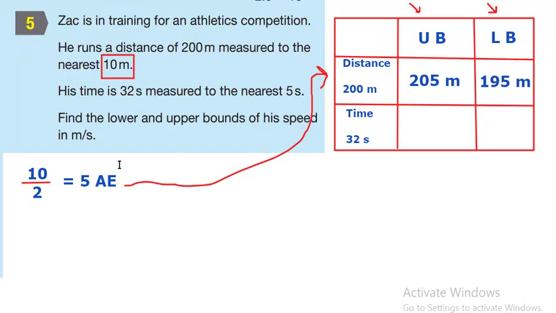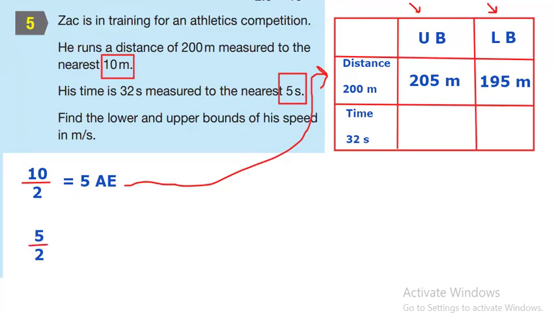Now we do the same with time. First thing we do, we have to find the absolute error. Now the time is 32 seconds, measured to the nearest 5 seconds. First, the units are the same. Now let's move on with the measurements. So to find the absolute error, we take the 5 divided by 2, like this. And the answer will give me the absolute error, which is 2.5.